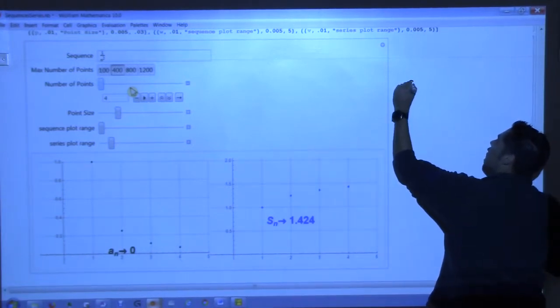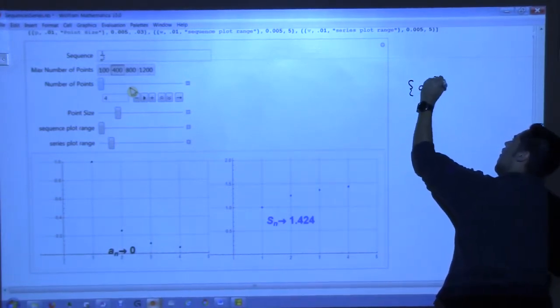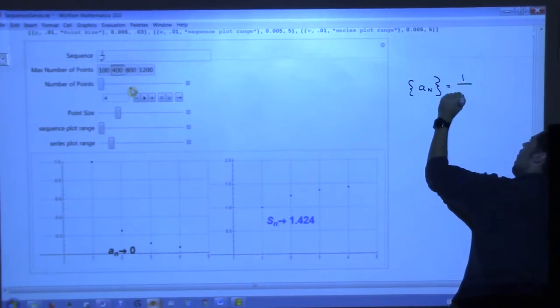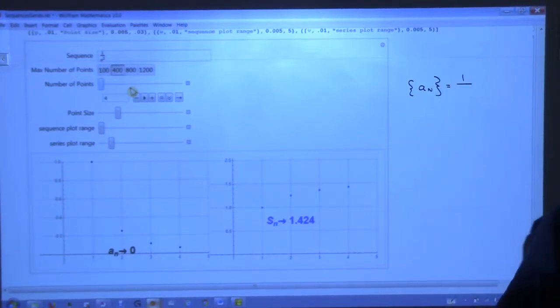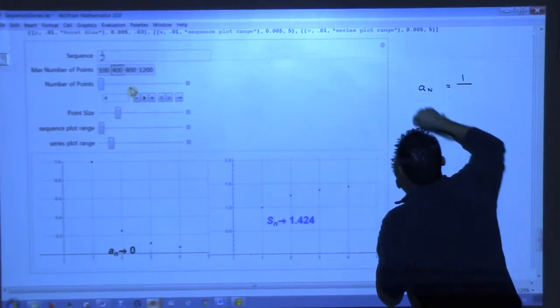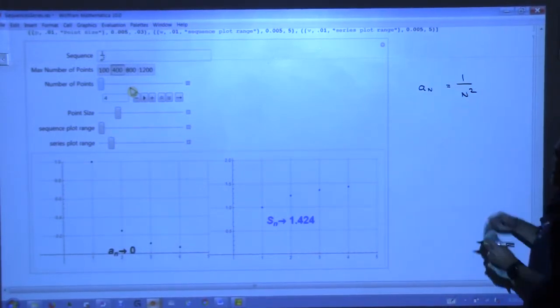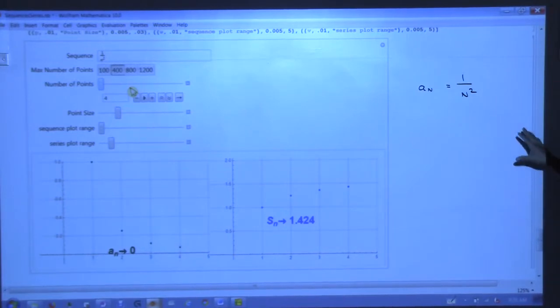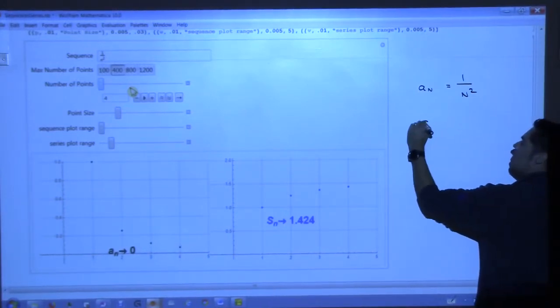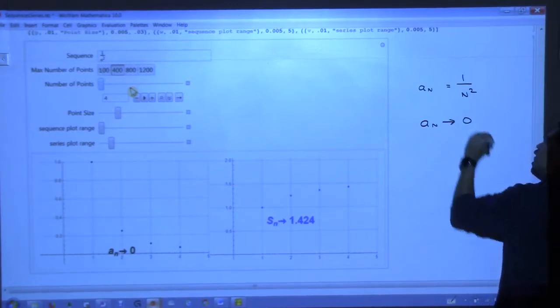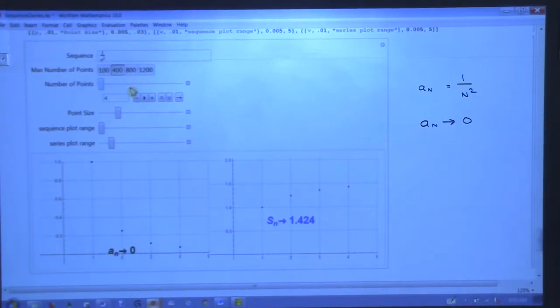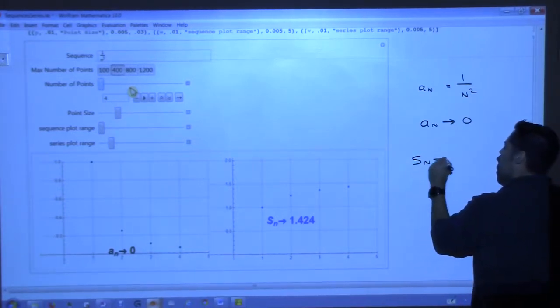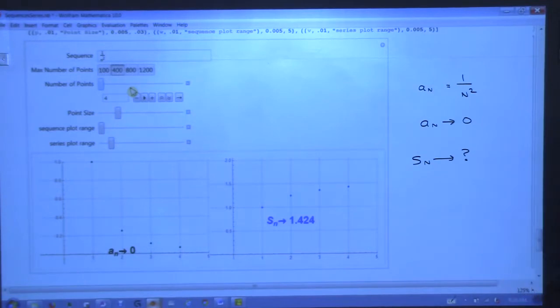We are looking at the sequence a sub n equals 1 over n squared, right? And we listed out the different pieces of this one already. We already know that that sequence goes to 0 because you just take the limit of that and it goes to 0. Great, fine. But the question is, does it converge? Does the series converge, right? Does this go to some capital S?